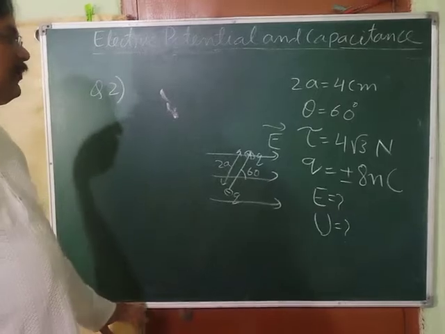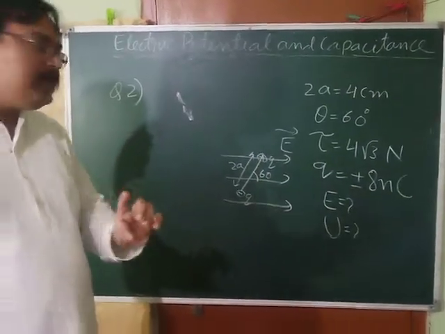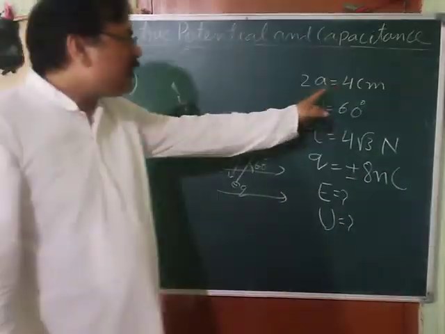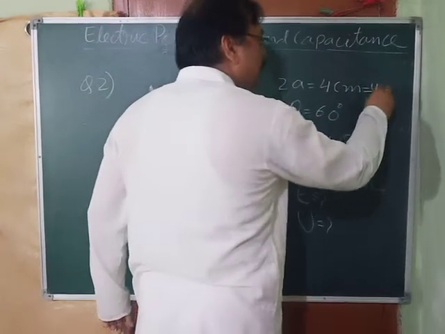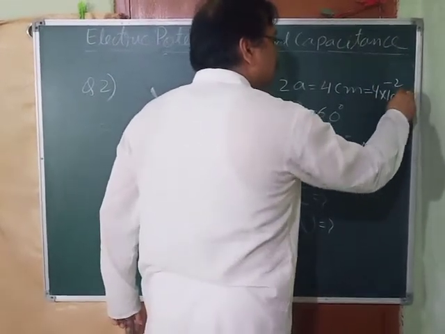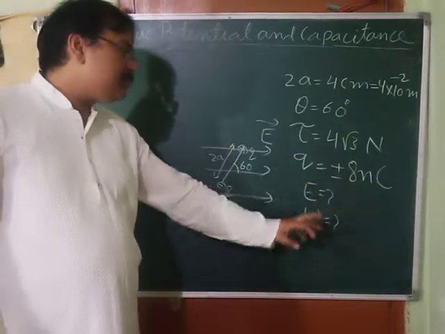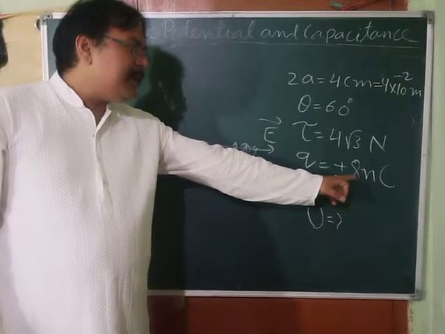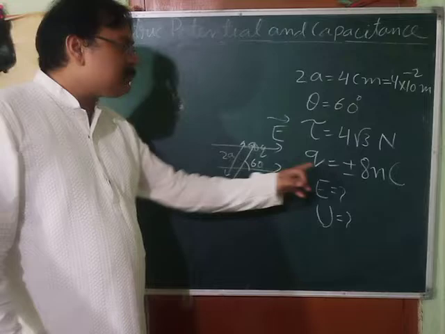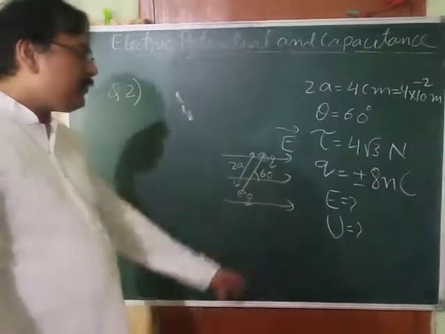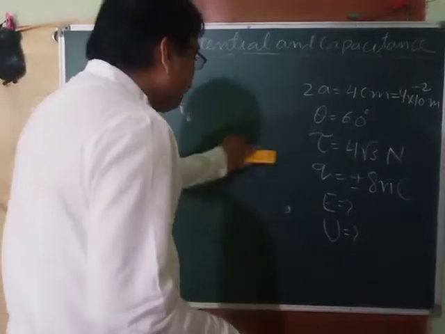Now we have to see, the length of the dipole is given. Whenever the length of the dipole is given, that means it is length 2a. So 2a is given as 4 centimeter. 4 centimeter means how many meters? It is 4 into 10 raised to the power minus 2 meter. The angle is 60 degrees. The torque is given, and the charge is given, plus minus 8 nanocoulomb. That means the negative charge is minus 8 nanocoulomb and the positive charge is plus 8 nanocoulomb. Clear? We have to find the electric field and potential energy. Now, first of all, what do we need to do?